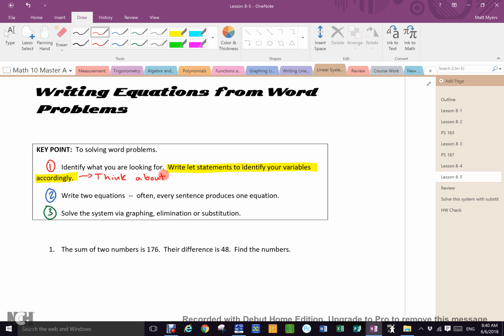We usually give it X and Y, yes? I am not going to use X and Y on this page at all because you know how much it bothers me when kids tell me they can't do math if it's not X and Y. So I'm not going to use X and Y at all. So we know what we're looking for, yes? Okay. We know what we're looking for, right? Two numbers. Now, this Write Let statements to identify your variables accordingly.